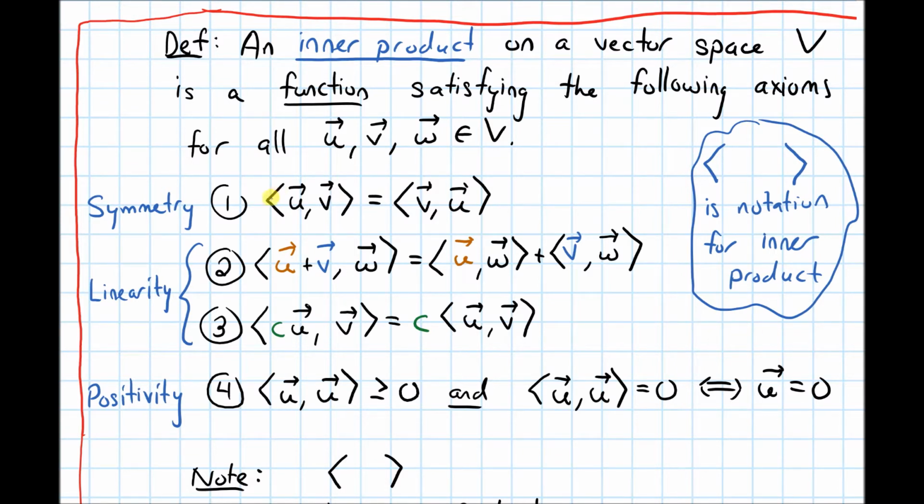Okay, so when we see something like bracket u comma v bracket, that means the inner product of u and v. So for example, the first property, which is called symmetry, says that if you take the inner product of u and v, that's the same thing as taking the inner product of v and then u. So the order in which you do the inner product shouldn't matter. So properties 2 and 3 are about linearity. Property 4 says that if you take the inner product of a vector and itself, that should always be greater than or equal to 0. And moreover, the inner product of a vector and itself is equal to 0 if and only if the vector is 0.